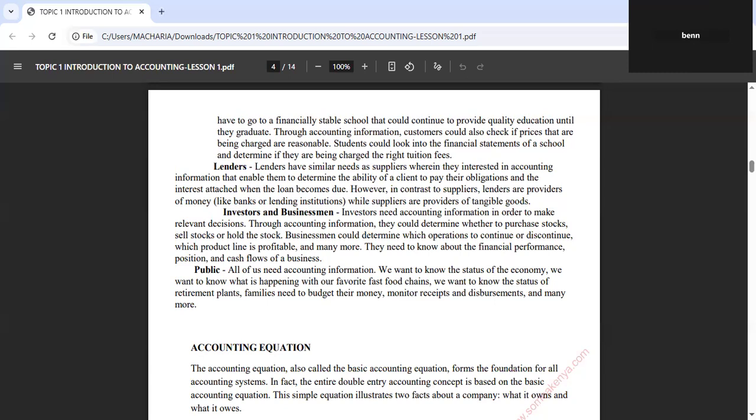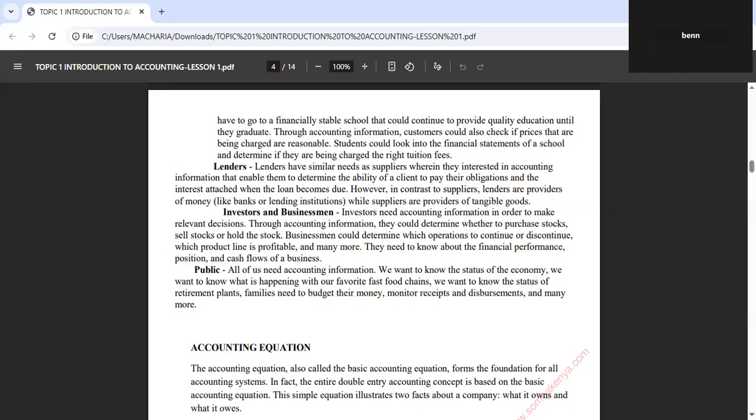We also have investors and businessmen. An investor needs accounting information in order to make relevant decisions. You want to buy shares in that company. You want to buy whatever items you want to engage in terms of business. Then you need to know how the business is being run. How is it profitable?